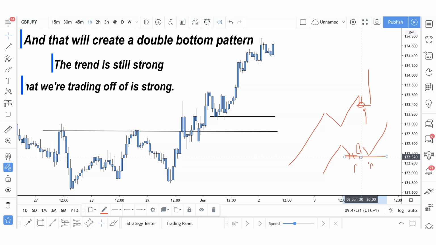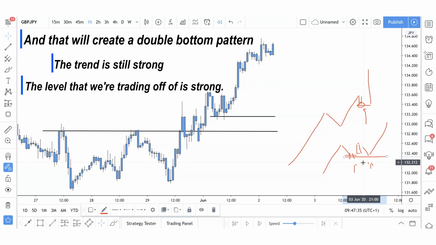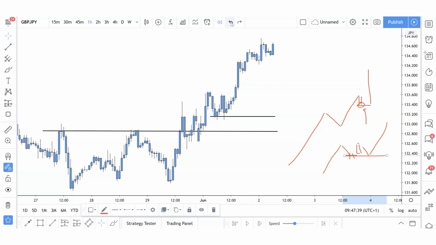The level that we're trading off of is strong, and we can be sure that if we place our stop loss below this level, then we should be in a good place to be trading. So let's remove all this red off the charts. Let's take a look at the example that we have drawn out here.